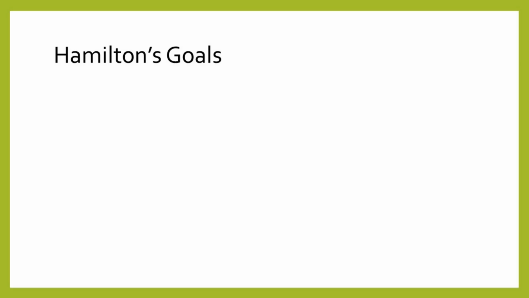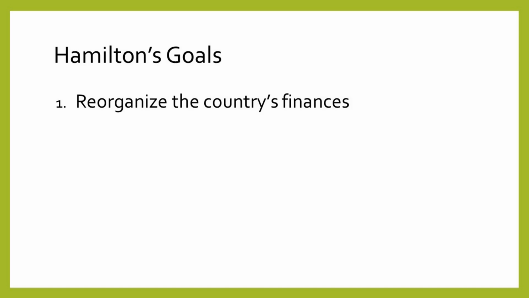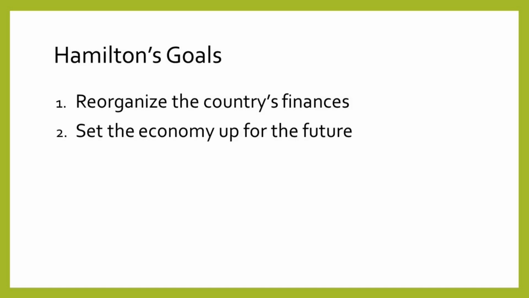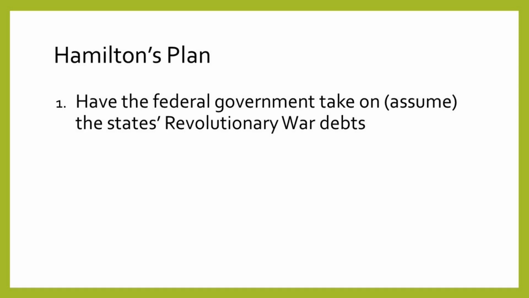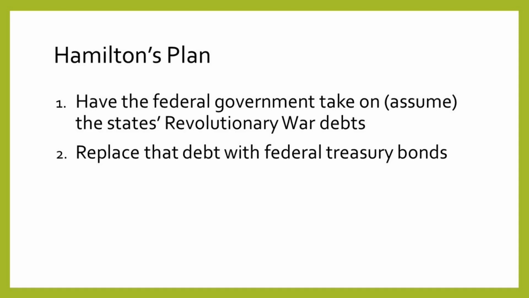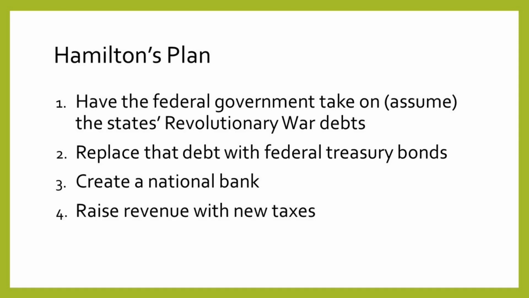Starting in 1790, Hamilton proposed a plan to completely reorganize the nation's financial system and set up the economy for the future, or at least for his vision of the future, but we'll come back to that later. Hamilton's plan boiled down to 4 points. First, have the federal government take on all the debt the various states had racked up during the Revolution. Second, replace that debt with federal treasury bonds. Third, create a national bank to hold the government's money and help stabilize the currency. And fourth, raise revenue to pay for all of that with new taxes.